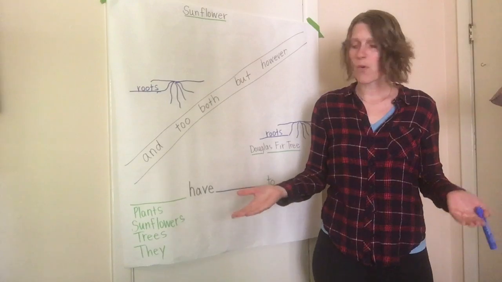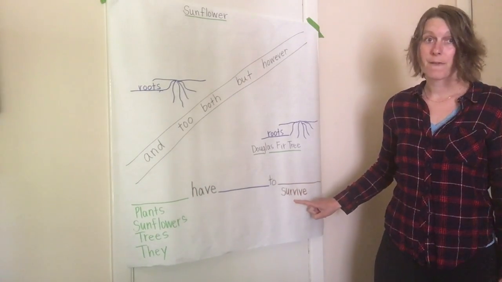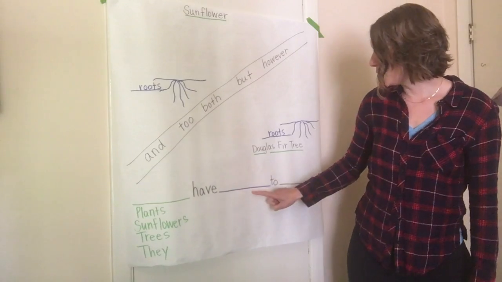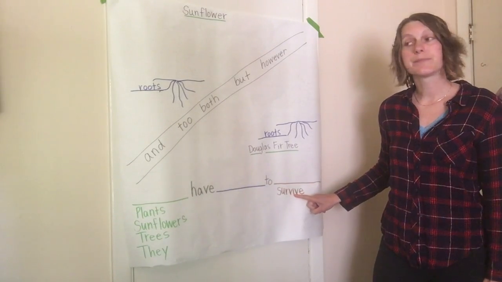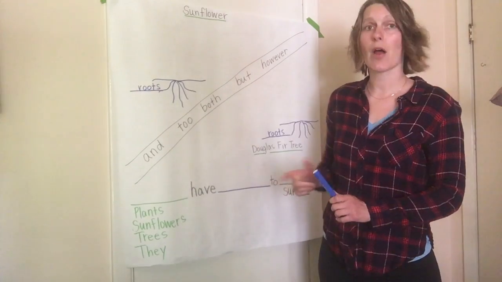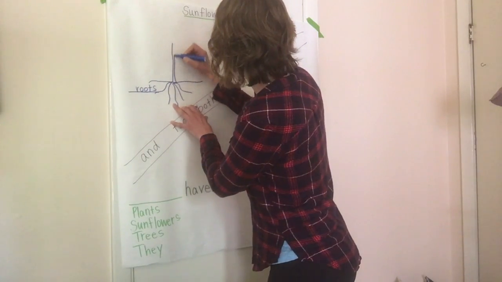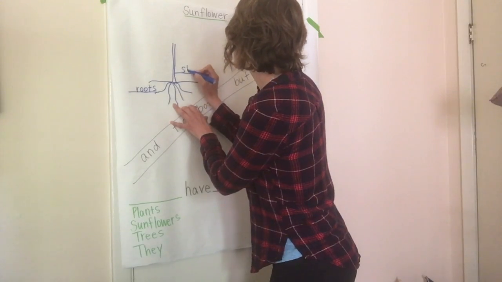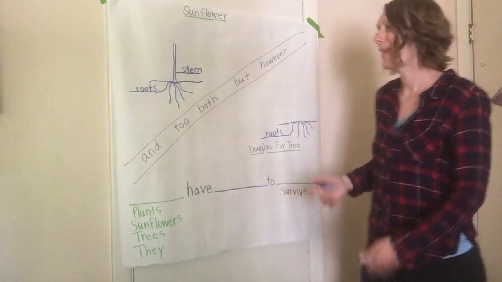Now, what are those roots for? Plants have roots to survive. Plants have roots to get water and nutrients from the soil. Let's keep going. Let's talk about our sunflower. The sunflower has a stem. Read it with me. Stem.